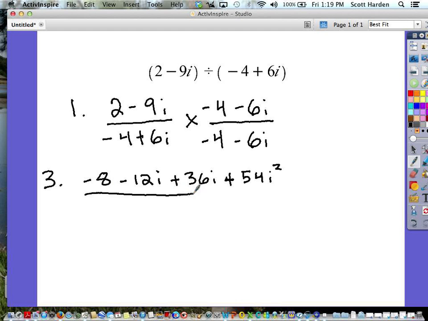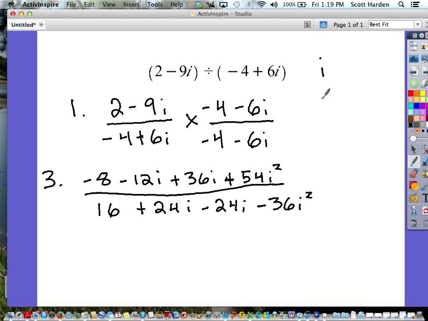That's my numerator. We'll go quickly on the denominator. Negative 4 times negative 4 is 16. Negative 4 times negative 6i is positive 24i. Positive 6i times negative 4 is negative 24i. And then positive 6i times negative 6i is negative 36i squared.